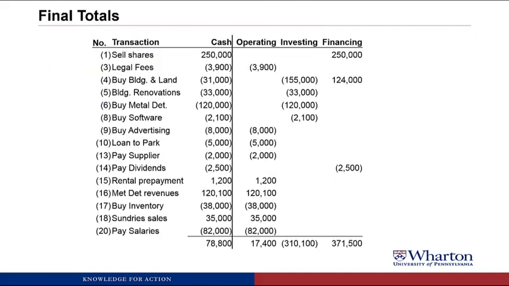So we can go ahead and total everything up. We see that the bottom line cash balance here is $78,800, which if you go back and look is what we end up having at the end of the year for Relic Spotter. And we've divided that into an operating cash inflow of $17,400, investing cash outflow of $310,100, and a financing cash inflow of $371,500.